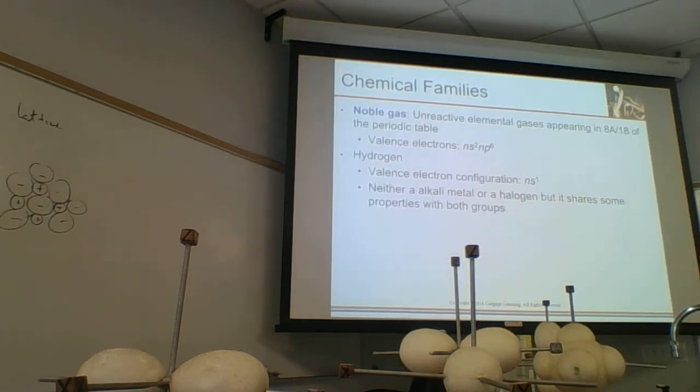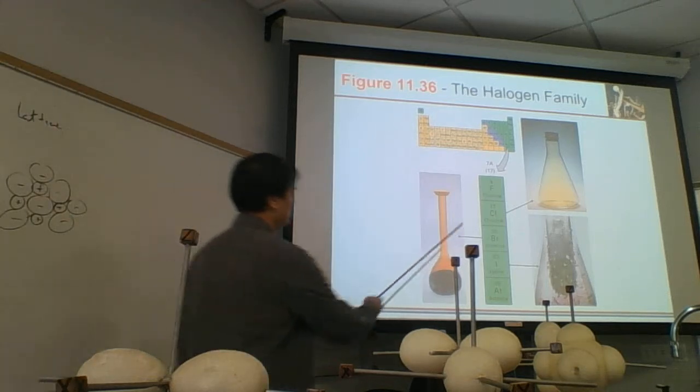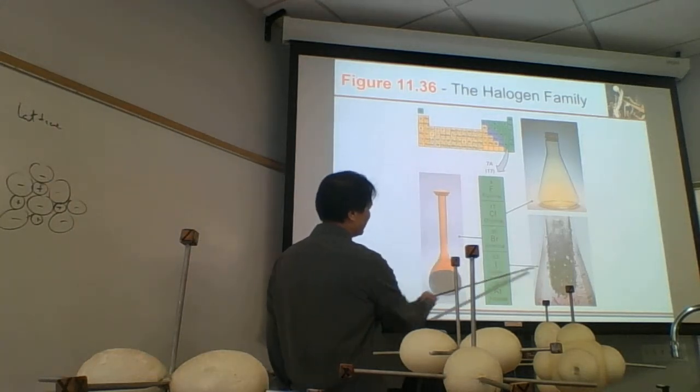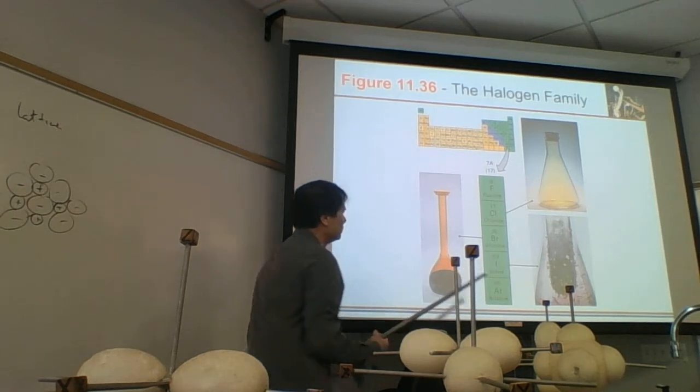So here we have the alkali metals and the alkaline earth metals. Noble gases, hydrogen. There's chlorine, that green gas over here. All these are oxidizers. It turns out the smaller it is, the more powerful the oxidizer. So fluorine is the smallest, the most powerful oxidizer. Iodine is the biggest. Astatine is radioactive.